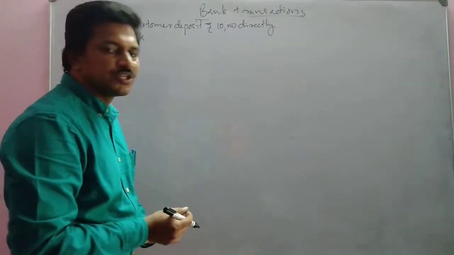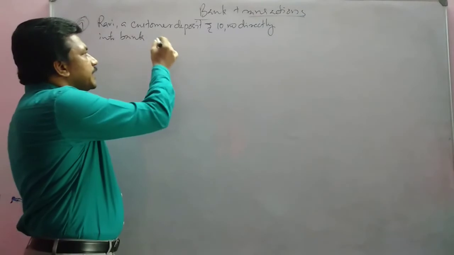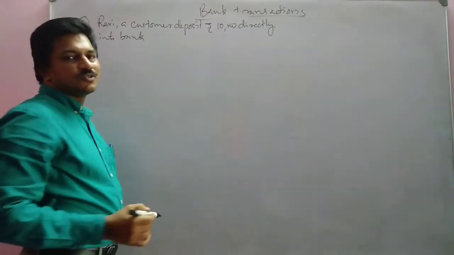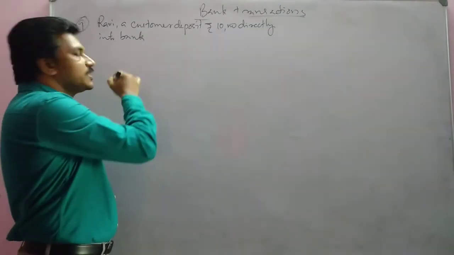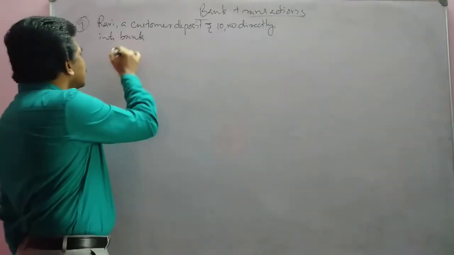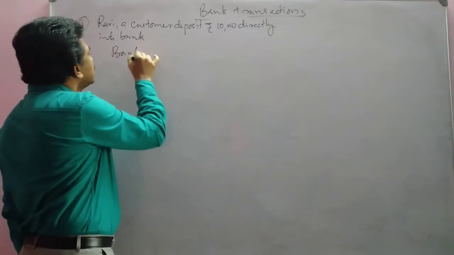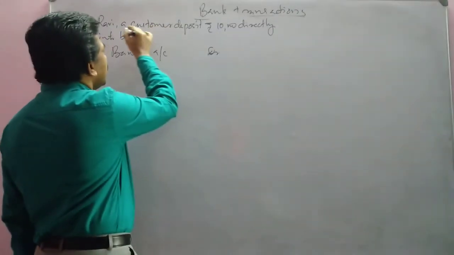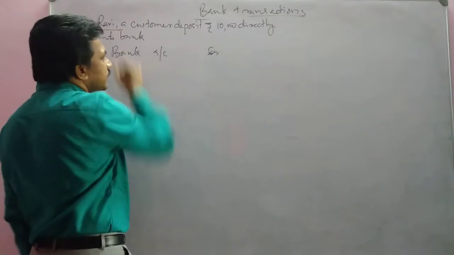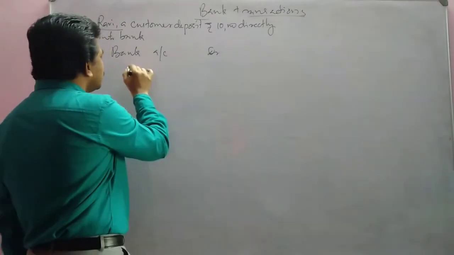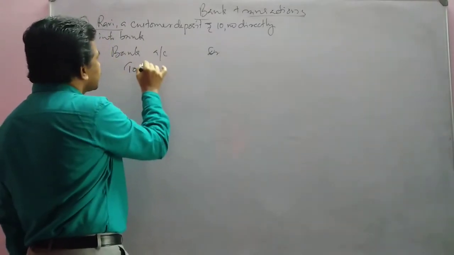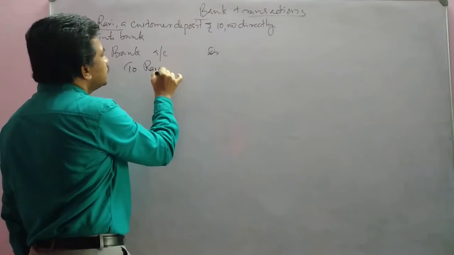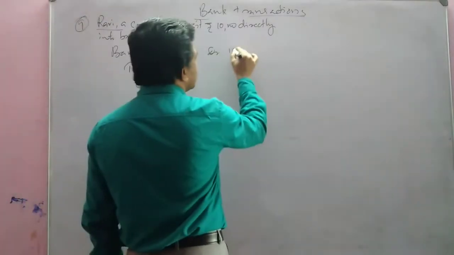So what can be the journal entry? He deposited directly to bank. So who is the receiver? Bank is the receiver. Debit the receiver. We will write bank account debtor. Bank is one person and another person is Ravi. He is the giver. So credit the giver. Bank account debtor to Ravi. How much? 10,000.